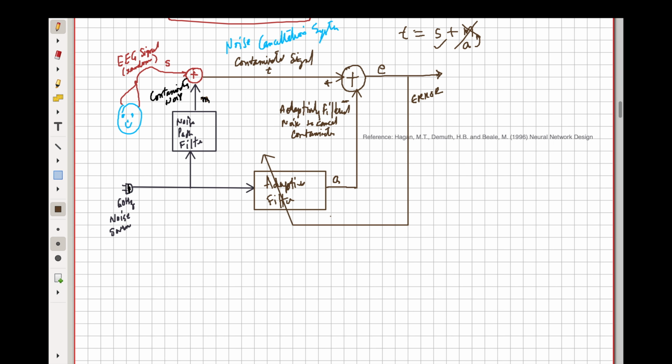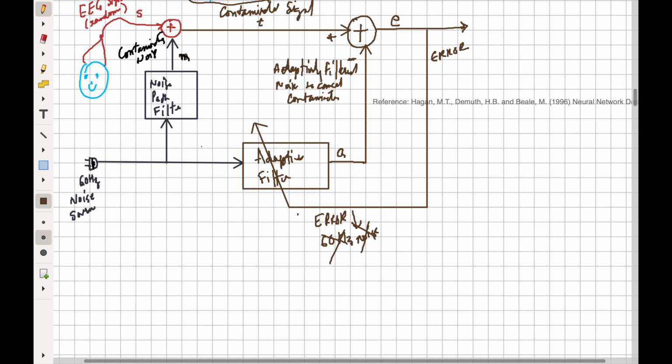This is the error, and here we are going to say that the adaptive filter is trying to minimize the error. It's trying to bring the error down, and by doing so it's trying to remove this 16 hertz noise that is there from this original EEG signal. And this entire system that we have is the noise cancellation system, where this part right here, that is where the ADALINE network is working. That's where the LMS algorithm is working.